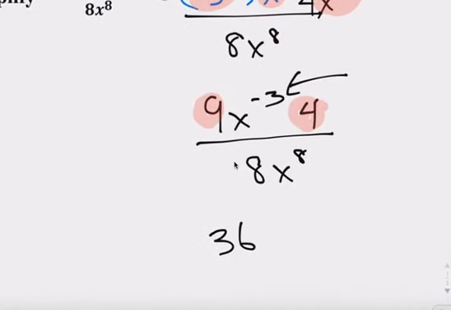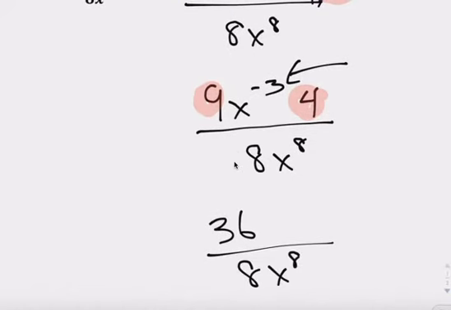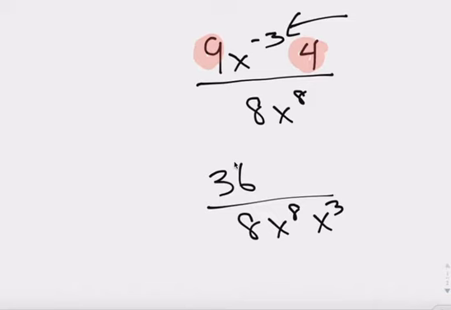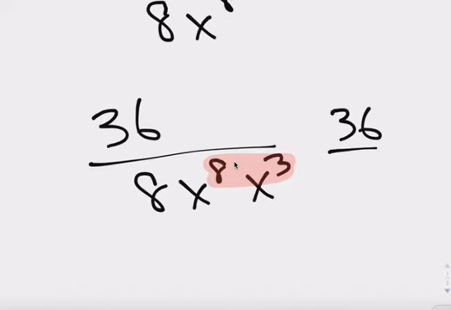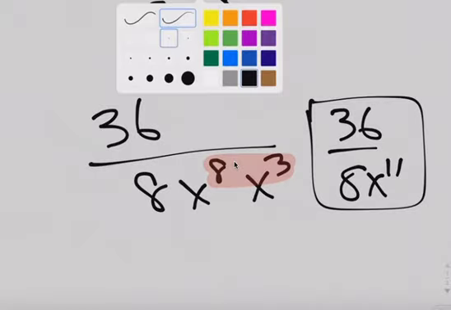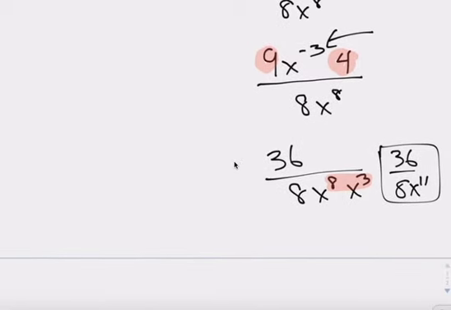Okay? So that becomes all over 8x to the 8th and x to the 3, negative power rule. Or you can just subtract the exponents. Anyway, negative power rule gets you this. You add them. Gets you 36 over 8x to the 11th. And that's your answer. Reduce. Oh my gosh, you need to reduce. Divide by 4, 9 over 2x to the 11th. That's your answer.